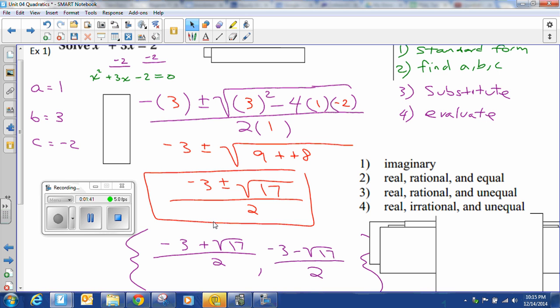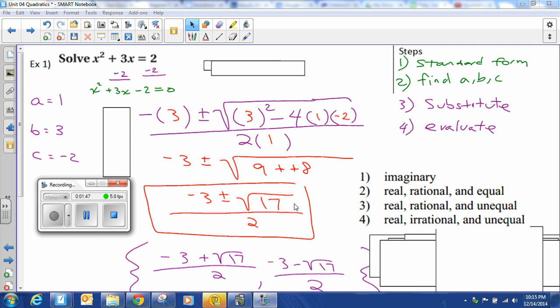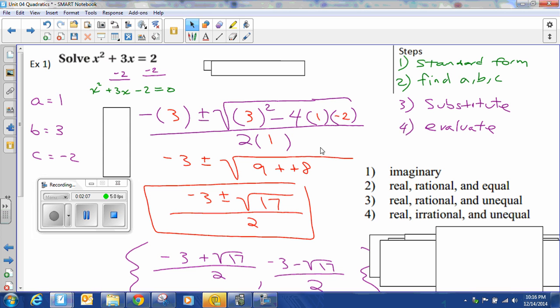So if we were to write this solution in a solution set, you would have it like this. I also want you to realize what kind of solutions these are. These are roots, also known as the x values. And because the number under the radical is not a perfect square, this is an irrational solution. Okay, so that's what this 1, 2, 3, and 4 mean.